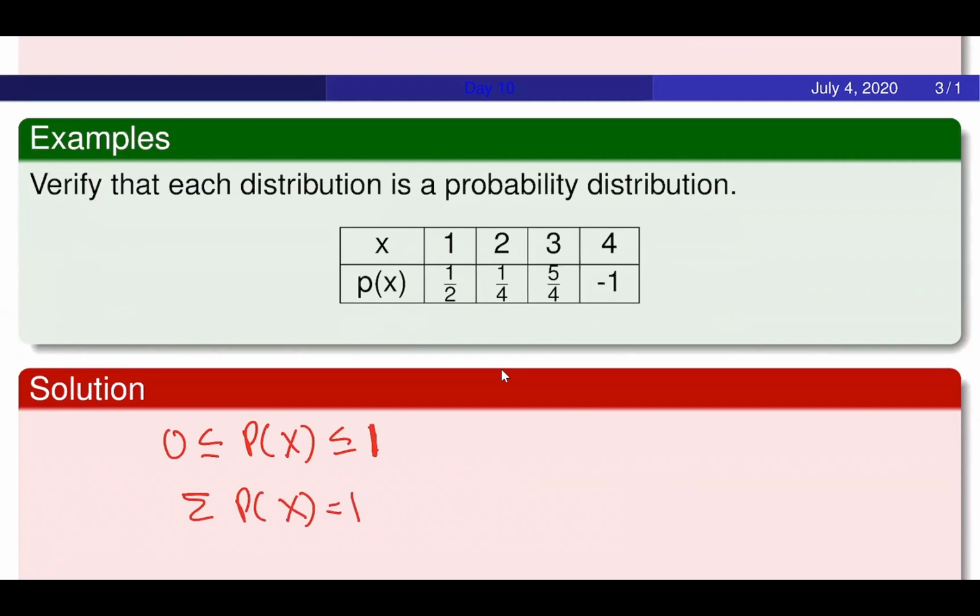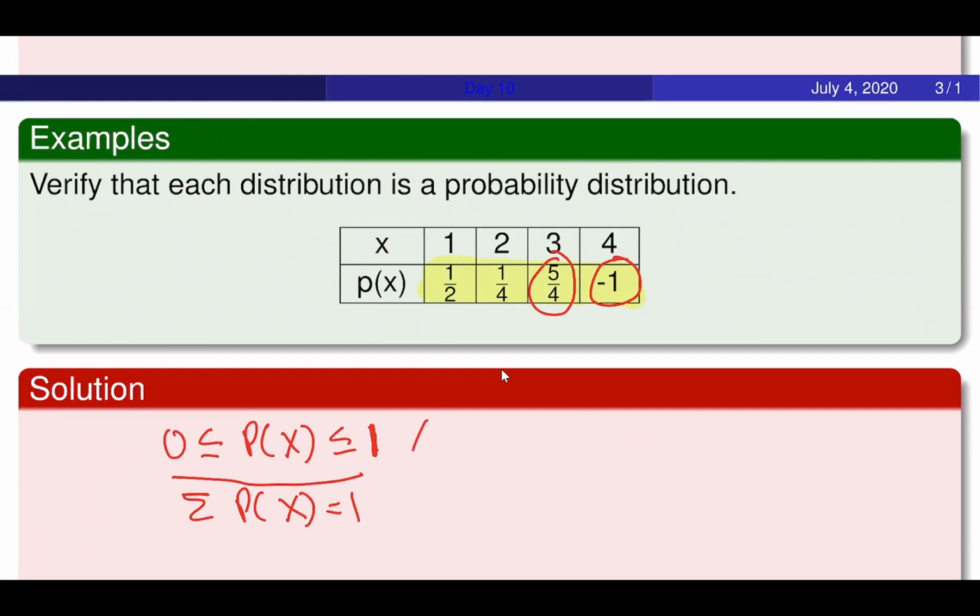All right. What about this one? Let's check this first one. If I look at these probabilities, are all of them between 0 and 1? No. If you look at it, we actually have two of them. We have this one, which is -1, but we also have 5/4, which is above 1. Well, not also, but we have one that's below 0, and we also have one above 1.